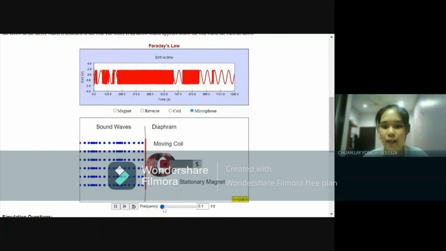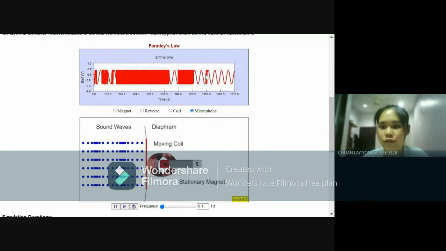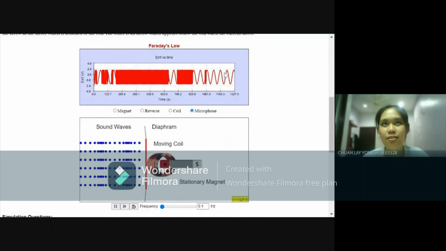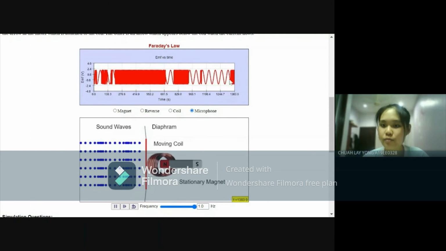From here, we can see that when the frequency of the sound wave is low, the moving coil is moving at a lower speed, which then causes the EMF induced to have a lower frequency as well. When we increase the frequency of the sound waves, it can be seen that the moving coil is moving at a higher speed, and the frequency of the EMF induced becomes higher.